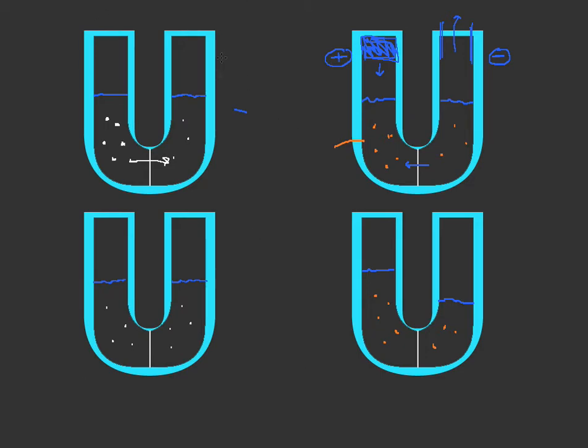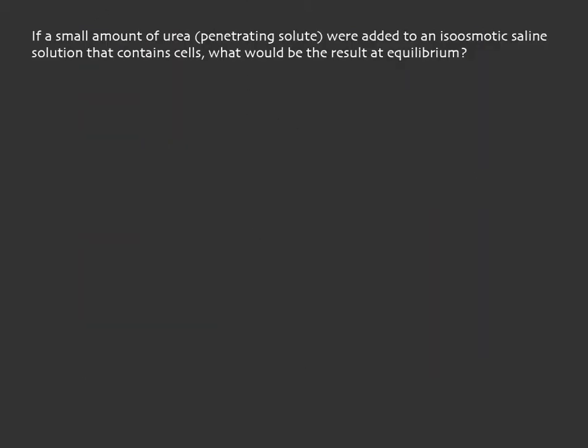Okay, so now that we went over all of this, let's look at a question. So if a small amount of urea, which is a penetrating solute, were added to an isoosmotic saline solution that contains cells, what would be the result at equilibrium? So go ahead and pause the video, work through the problem, and then we'll go over it together.